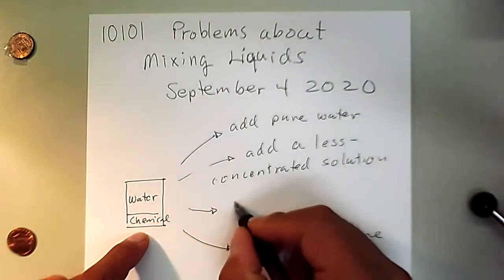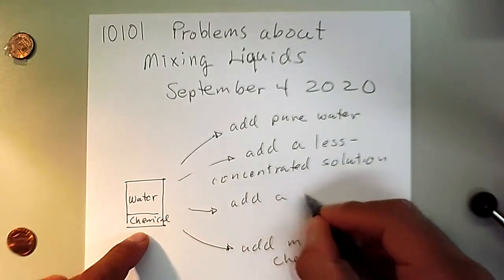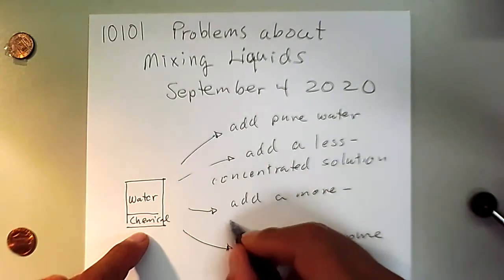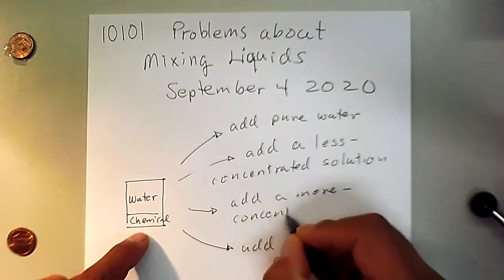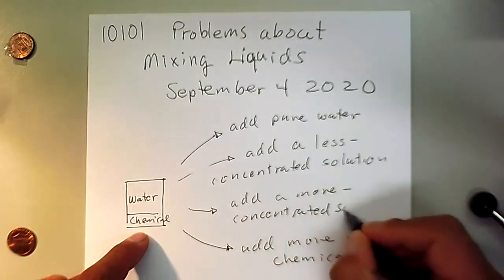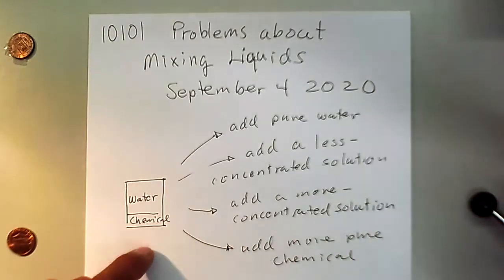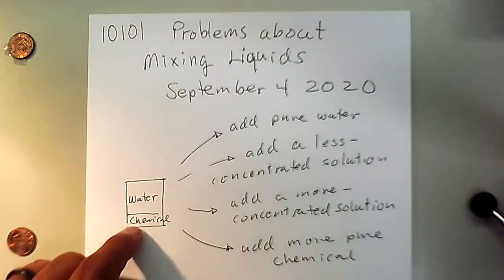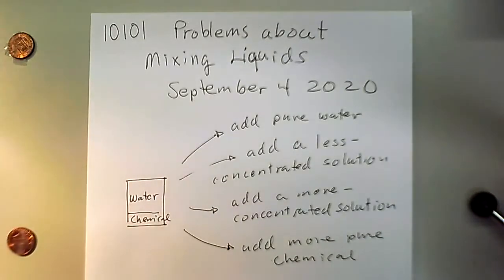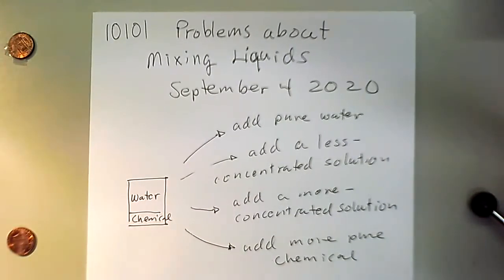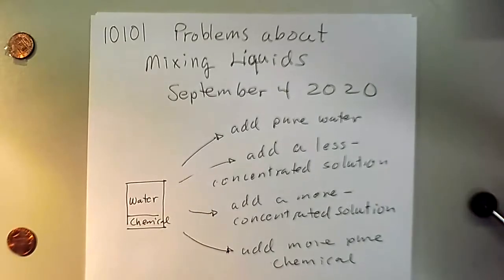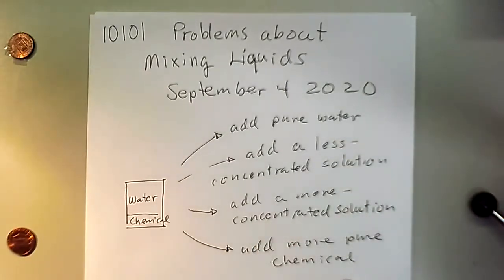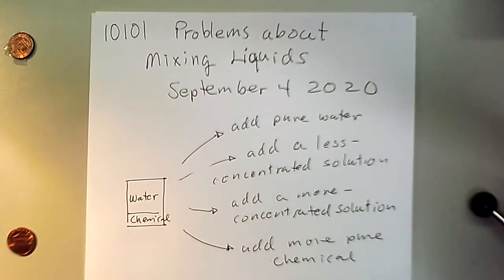Or we can add a more concentrated solution. And that will increase the concentration of the chemical in the solution. So we're going to focus on only those 4 problems. There are many more problems we can make up and we could focus on, but those are the only 4 we're going to attempt. All right. So we're going to have 4 examples.